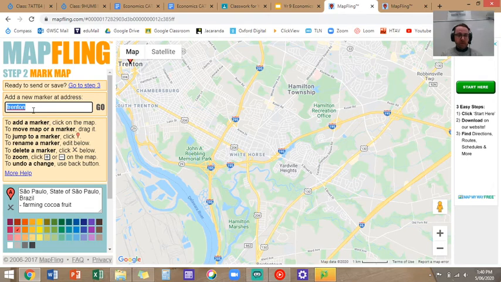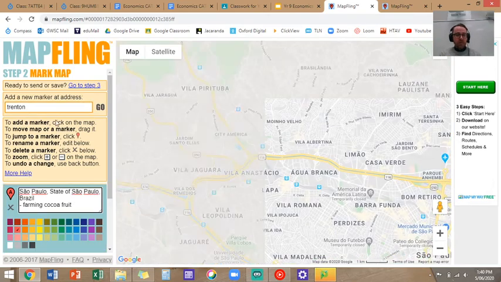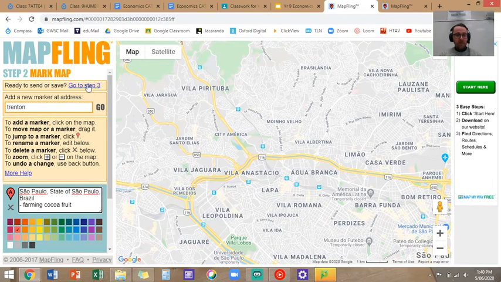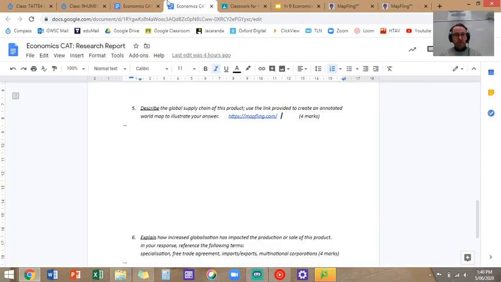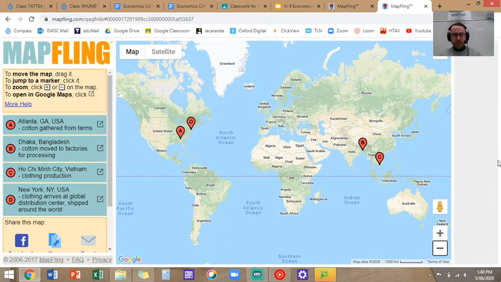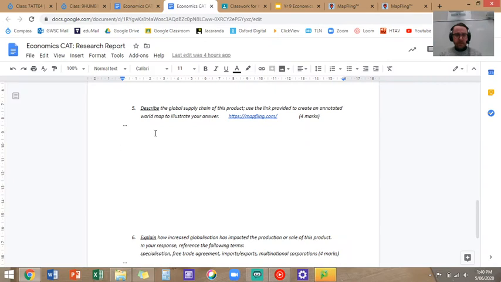It's literally just enter in the city, type in what they do, and you press go, go, go, and then eventually you are finished, and you've got a little link that you can either paste into your answer, or you can just take a screenshot of this and then press Control V into your Google Doc. So you've got a couple of options there.